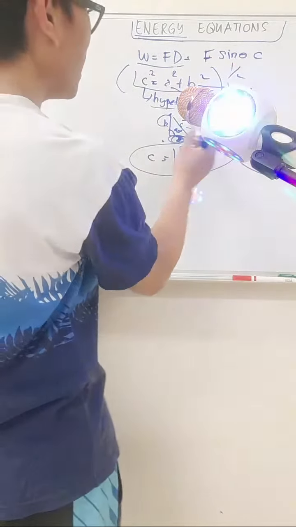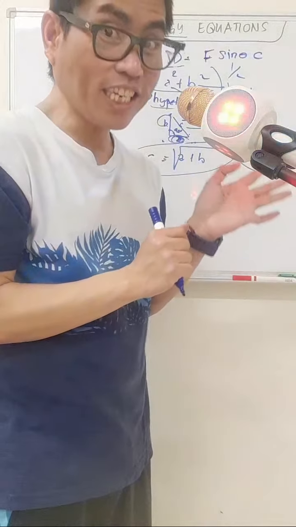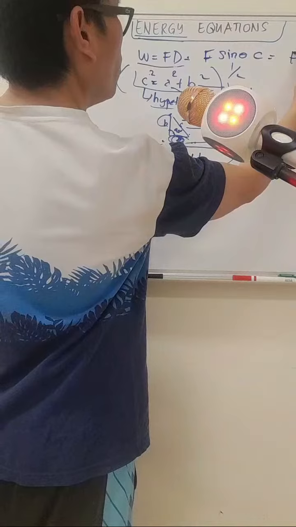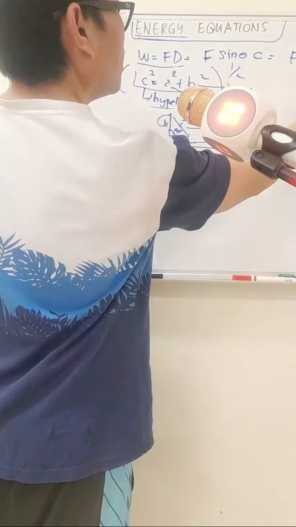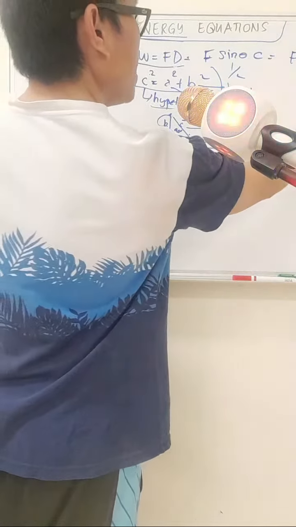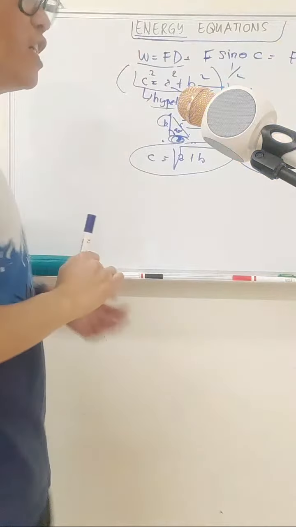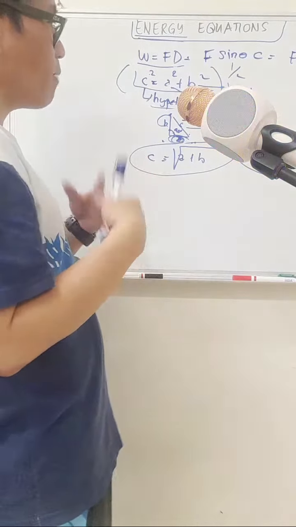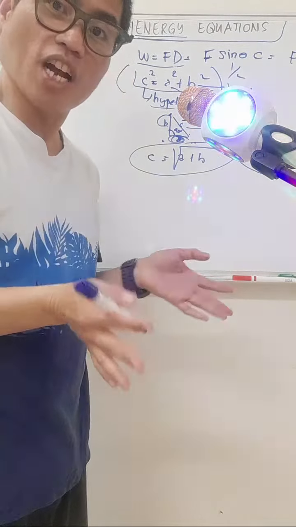Then, if you want the distance covered in a vertical position, your work will be equal to force times cosine theta times C, the hypotenuse. Okay?